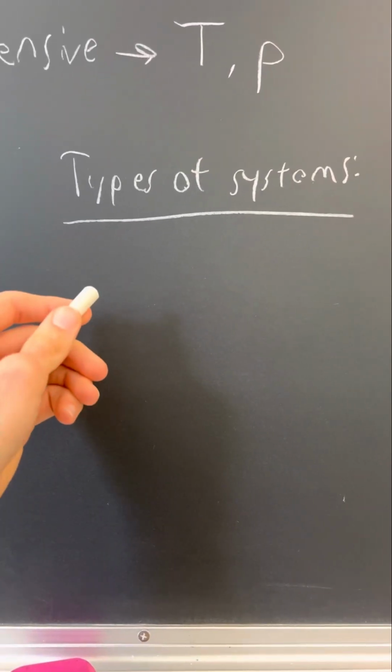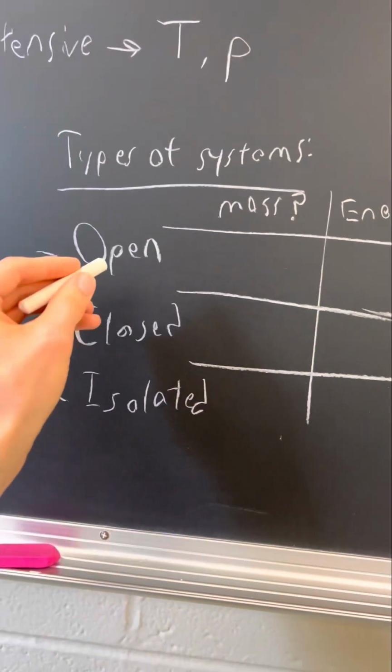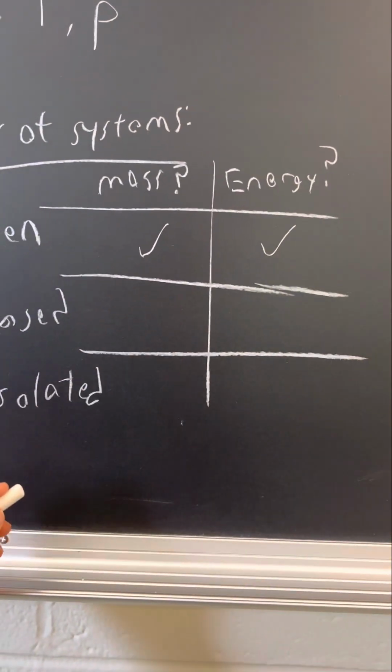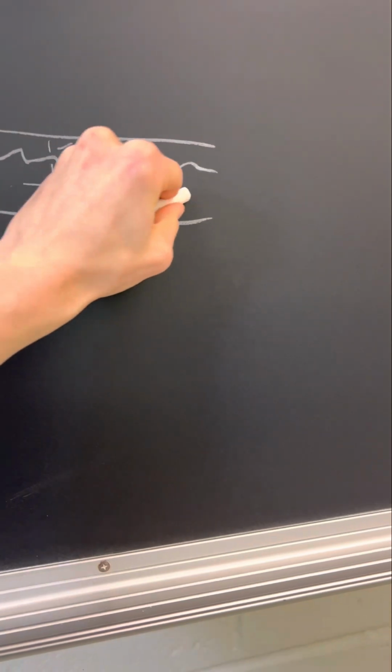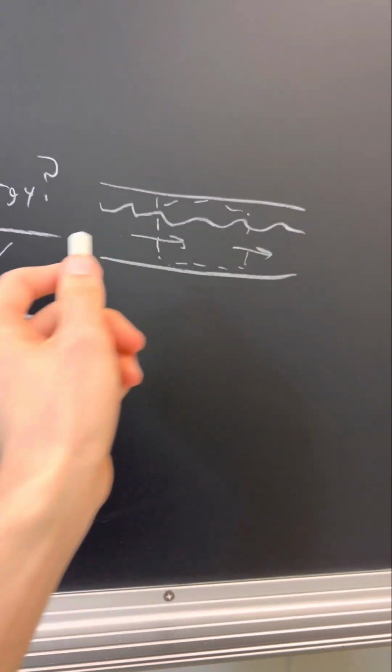Just some quick vocab terms, we have 3 types of systems: open, closed, and isolated. In open systems, we're allowed to have mass transfer at the boundary and energy transfer. This could be something like just part of a pipe. We have water going in, water going out, and that water itself has thermal energy, so there's energy and mass crossing the boundary of our system.